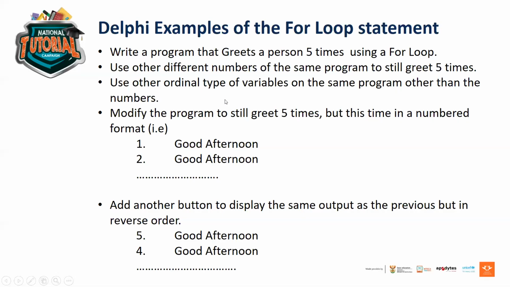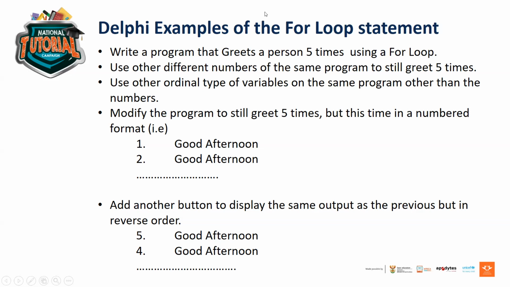Okay, here is our section where we got the question. It was saying write a program that greets a person 5 times using a for loop. We have actually done that one properly. So I want us to go on to the next bullet that says use other different numbers of the same program to still greet 5 times. Okay, I just wanted us to see this one.